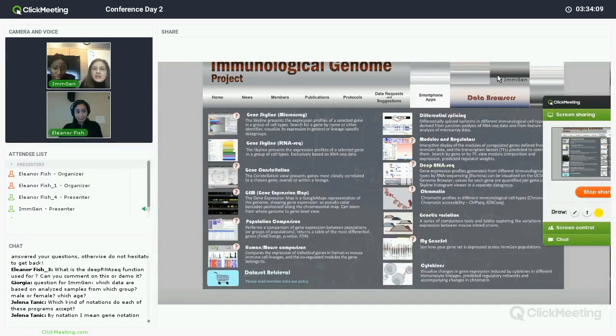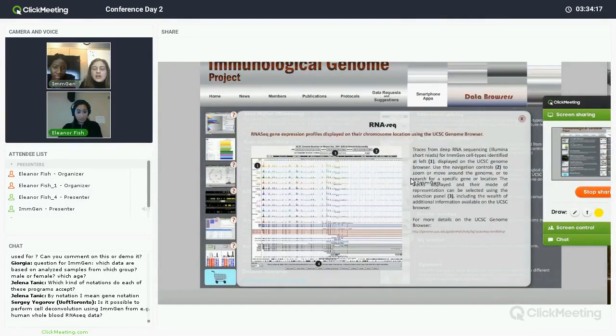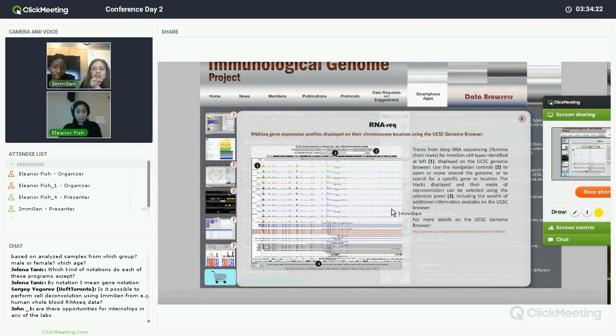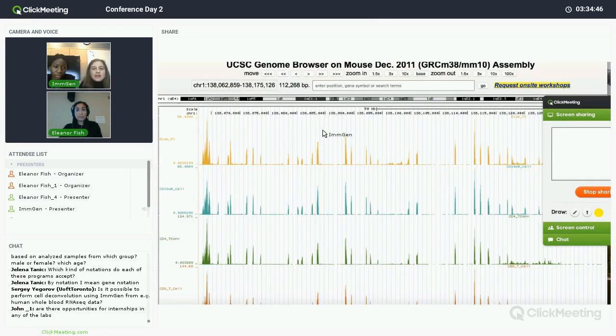Deep RNA-seq. Okay, so another cool thing to note is that all of these features have this little question mark, which gives you more information on the tool itself. So the Deep RNA-seq feature shows you the UCSC traces for deeper RNA sequencing we've done with a really high number of reads, and allows you to zoom around on this visualizer specific genes you're interested in across all of the populations we have on file.